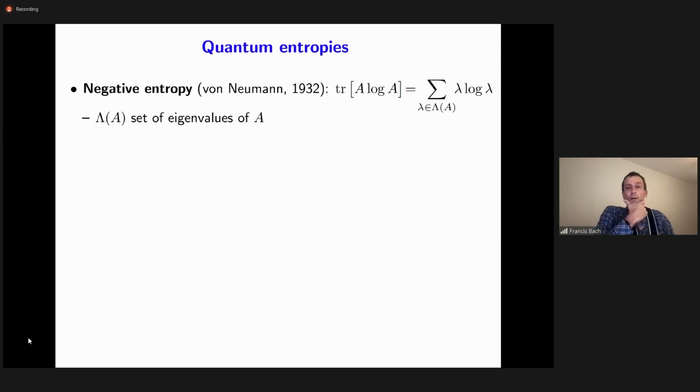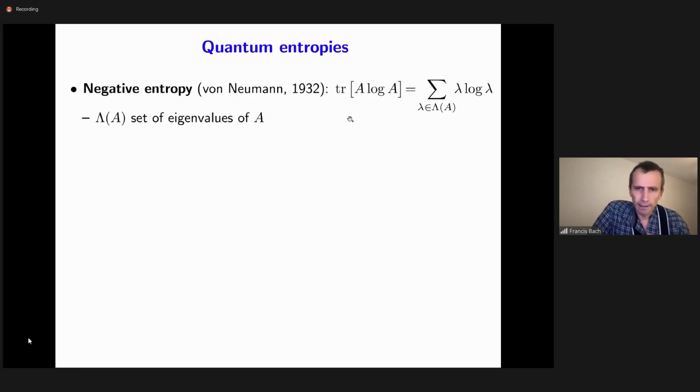Now, let's use this matrix structure, and let's define the negative entropy. This dates back to von Neumann in the 30s. We're going to consider a spectral function. So the trace of A log A is simply computing lambda log lambda for all eigenvalues of A. This applies as soon as A is diagonalizable, so A being symmetric or Hermitian. We assume that all the operators or matrices are positive, so log lambda is well defined.